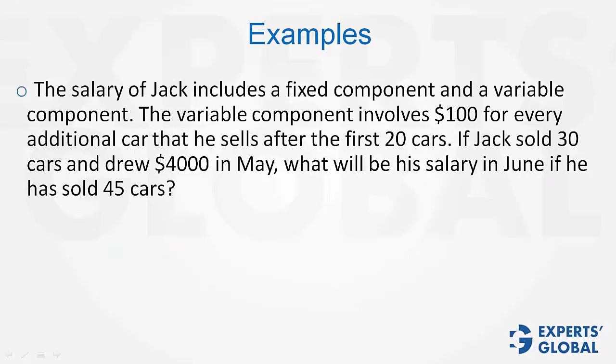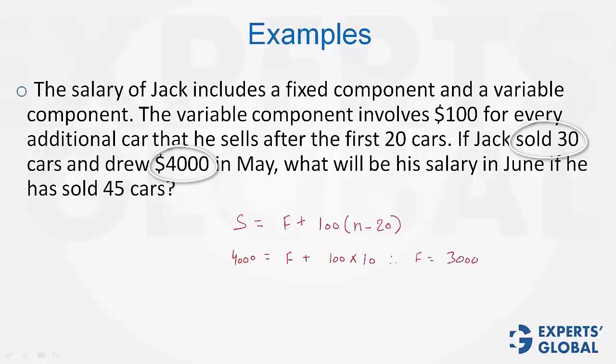Look at this one now. Salary is equal to some fixed salary plus $100 per car sold. That's a bit less. Poor Jack. If he sells N cars, commission of $100 is beyond the 20 cars. So that's his salary. Now, if he sold 30 cars and the salary was $4,000, it means 4,000 equals F plus 100 times 30 minus 20. So it turns out that F equals $3,000.